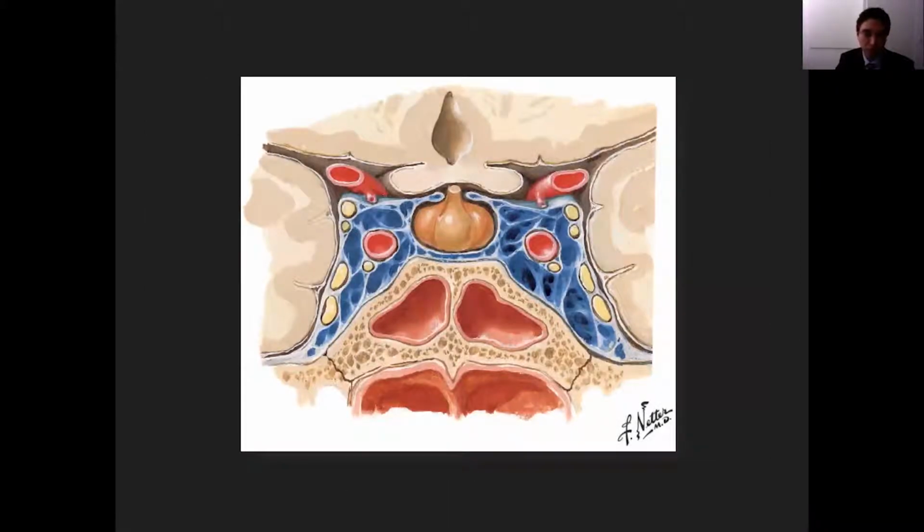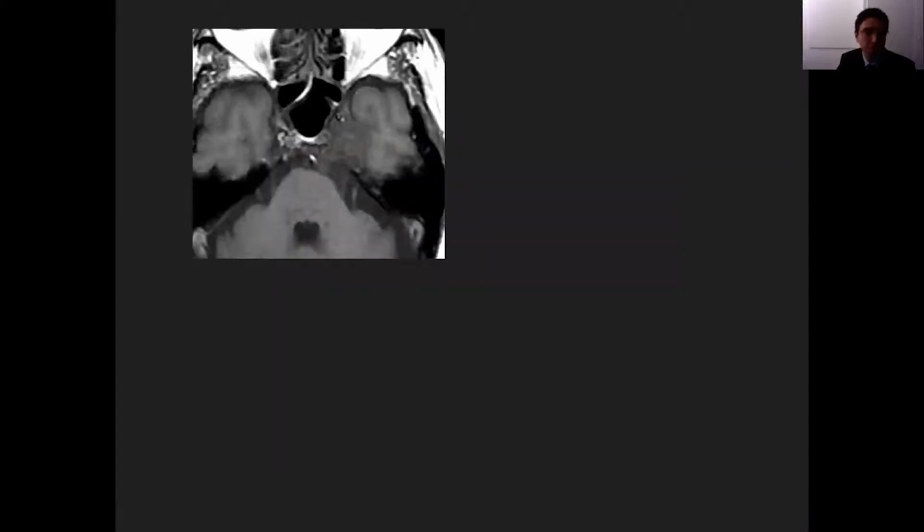On this coronal illustration that I have shown before, we can see that the sixth cranial nerve is the one that is most medially located, as I have indicated. And that is one of the reasons why in chondrosarcomas, as well as in chordomas, the sixth cranial nerve is the one that is most commonly involved. And these patients often present with sixth cranial nerve palsies when they have tumors in this location.